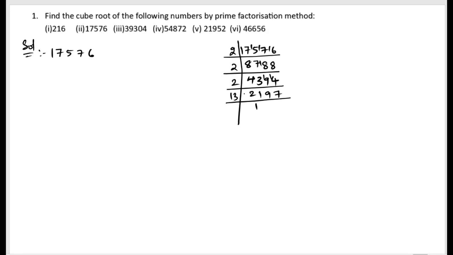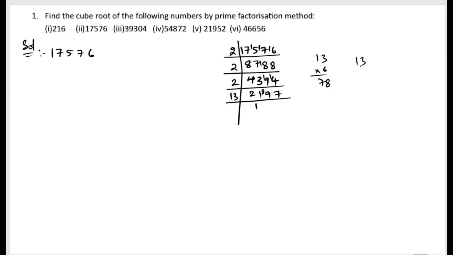Here we can go with the 13 table. So 13 1s are 13. 13 6s are 78. 6 1s are 6, 78.